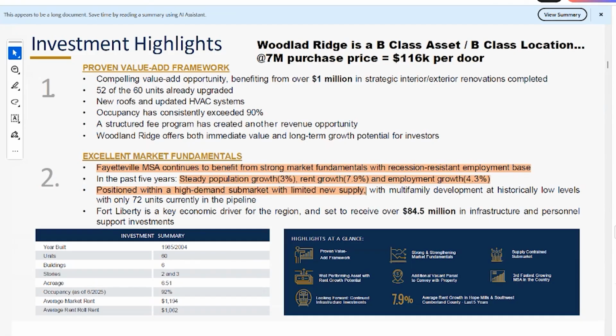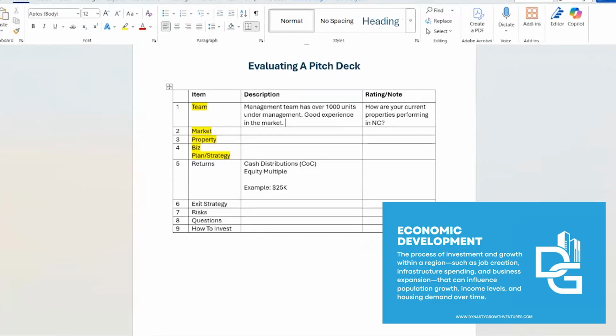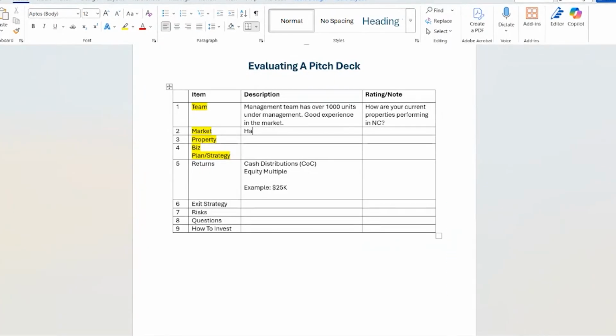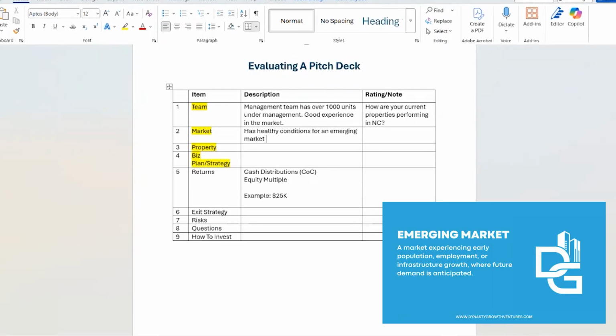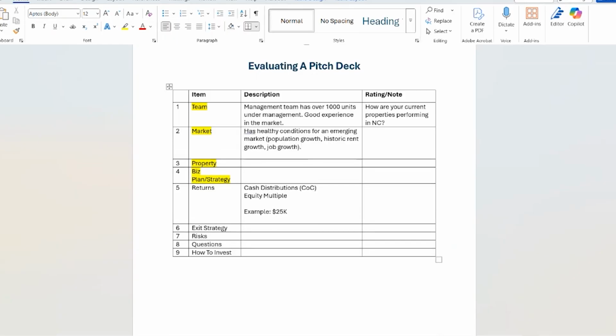Set to receive over $85 million in infrastructure and support investments. So people are investing in this area. That's just another indicator of economic development. So there's more, but quick note. Has healthy conditions for an emerging market. Population growth, historic rent growth, and job growth. We saw healthy metrics for all of those things.